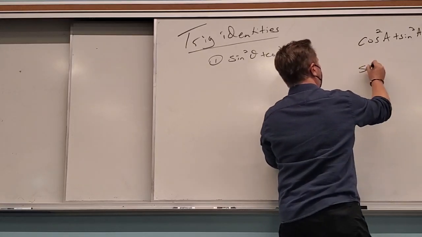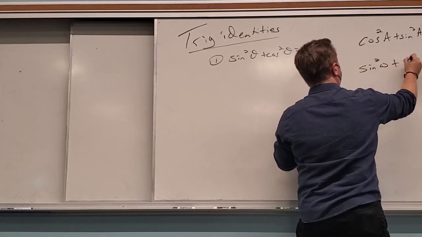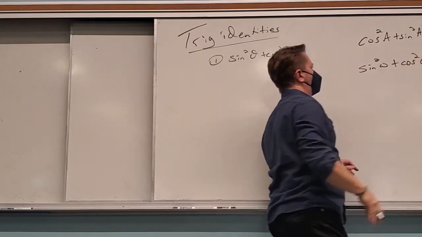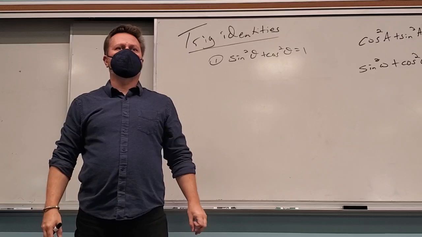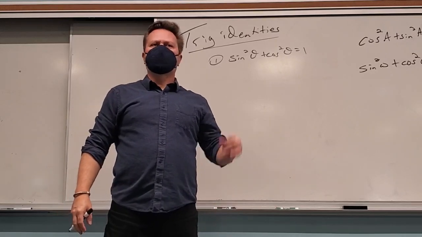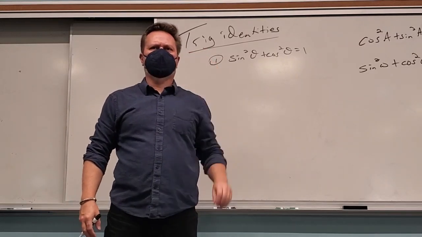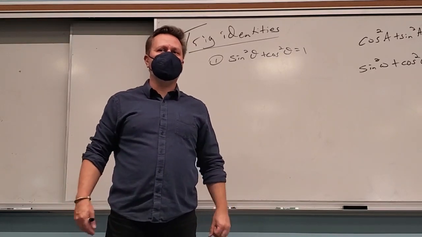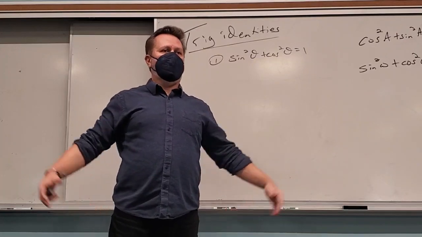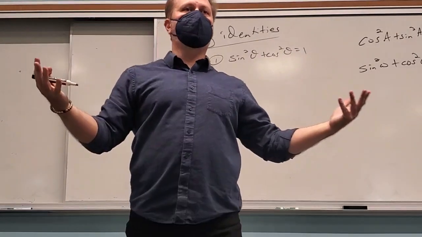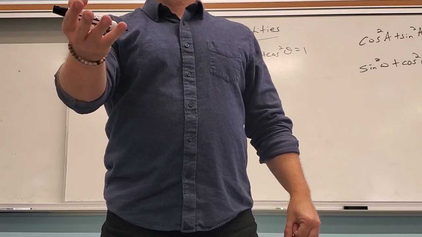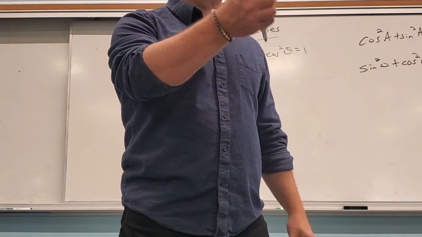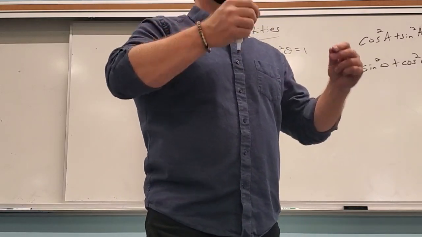So what about this? What's sine squared omega plus cosine squared theta? Say again? Did you say it's 1? Nope. Why not? Does anyone see why that is not 1? I don't know, it could be 1. I have no idea what that is. Is it because you have omega and theta? The angles are not necessarily the same. That's huge. The angle has to be the same.